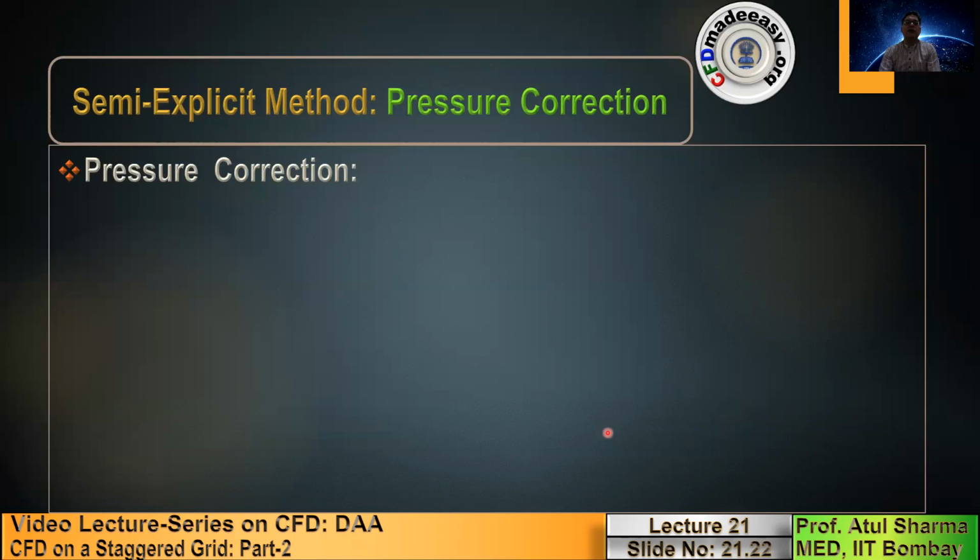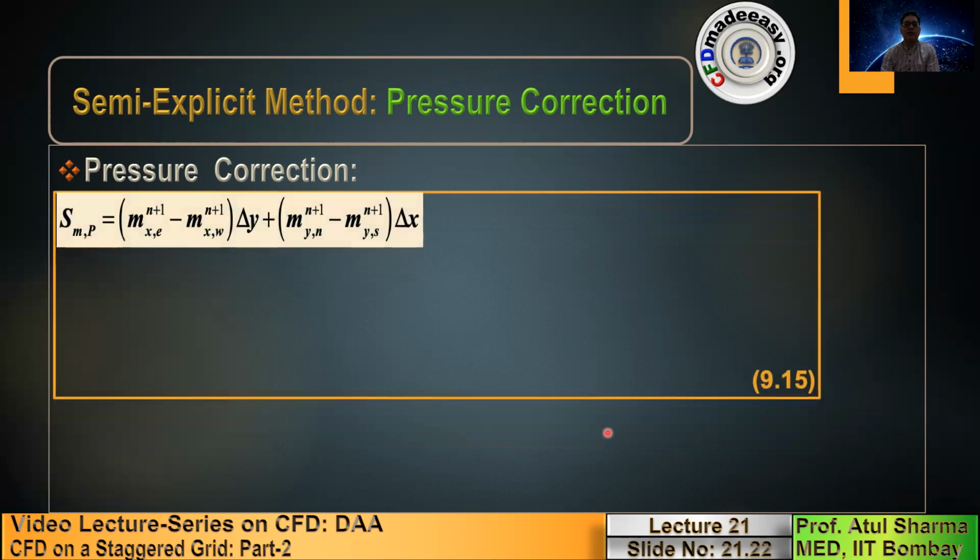So I started with velocity prediction and mass flux prediction, then I presented the velocity correction and mass flux correction. Finally, I'll present the pressure correction. Now this pressure correction will be presented from the mass conservation law. So we start with the mass conservation law for an incompressible flow, which states that the net mass outflow is zero, and as I mentioned, we apply the mass conservation law implicitly. So this is your equation. In this equation, we substitute m n plus 1 equal to m star plus m prime.